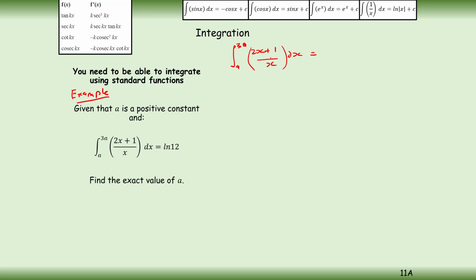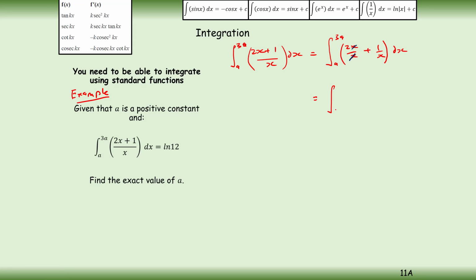I need to simplify this function first in order to be able to integrate it. So looking at it, I can rewrite it, from a to 3a, as 2x over x plus 1 over x. And that's the thing that sometimes bamboozles us. We forget we can split the fraction. So with the x over x, the x's cancel. Makes it a lot easier.